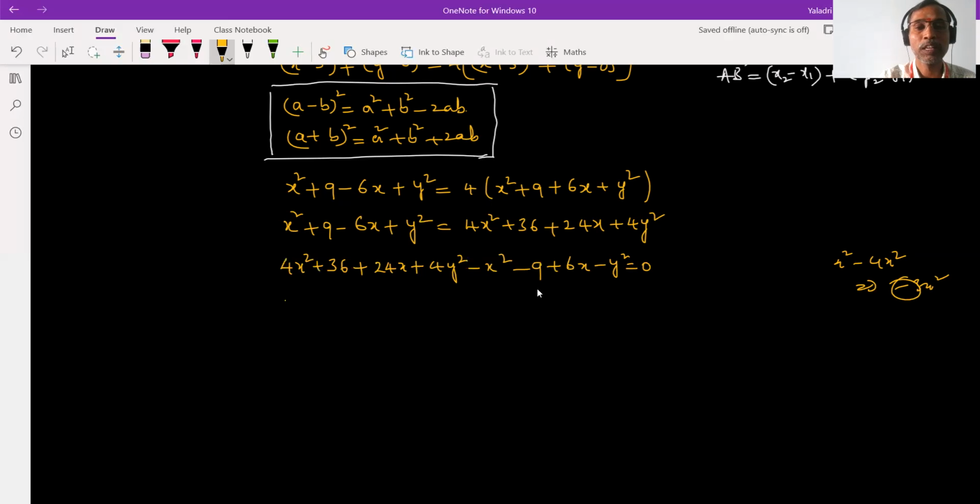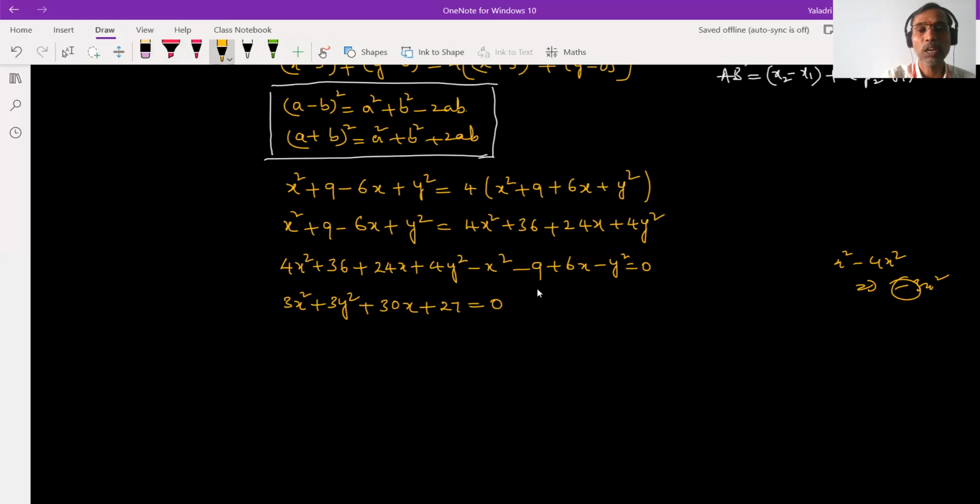So what is that? 4x square minus x square is 3x square. Now 4y square minus y square, so that is plus 3y square. Next, plus 24x, oh sorry, here x is there now. Similar terms you should add: 24 plus 6 equals 30x. Next, there are no y terms, simply constants: 36 minus 9, that is 27, equals 0. Is there any more? Right.